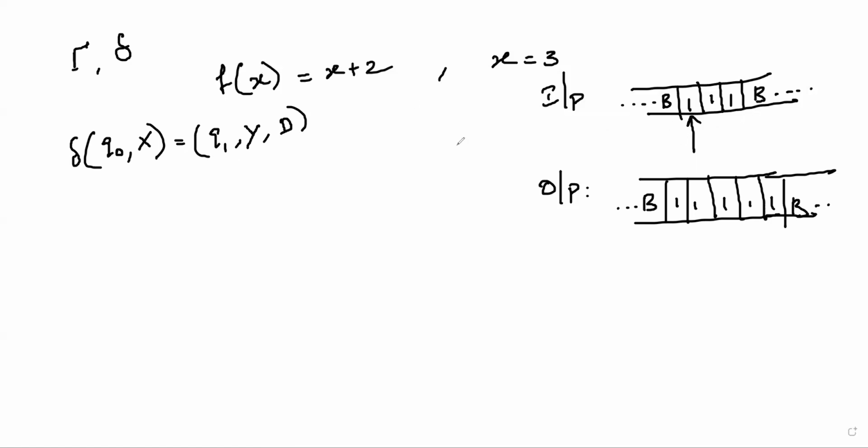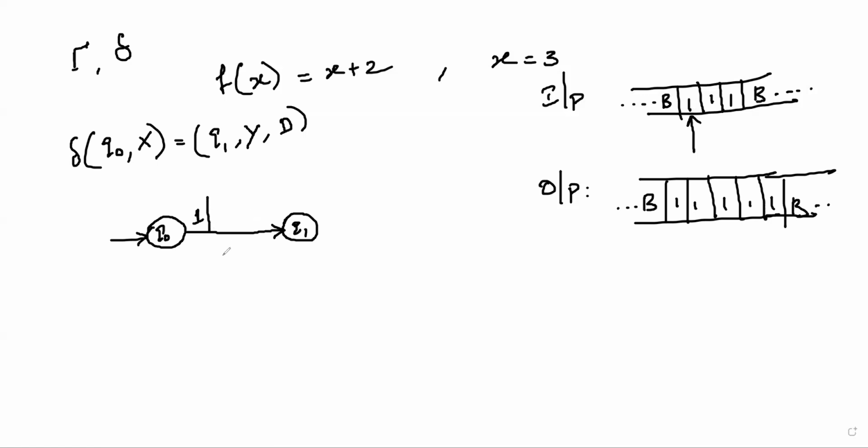Now consider this one. I'll draw the diagram first. I'll take the initial state, where your head pointer is here. How can you represent it? You are in the Q0 state. What is the symbol available on the Turing machine? Wherever the head pointer is initially pointed, it is 1, right? That you can take.